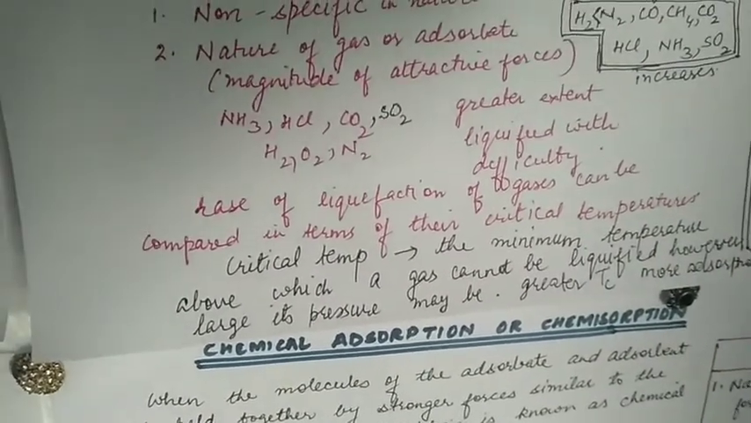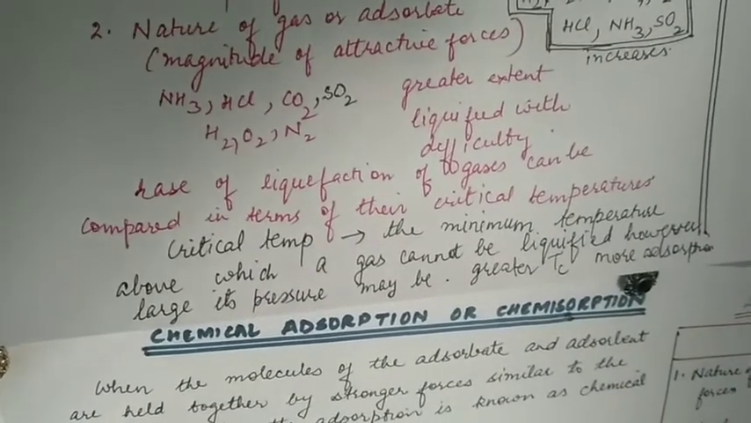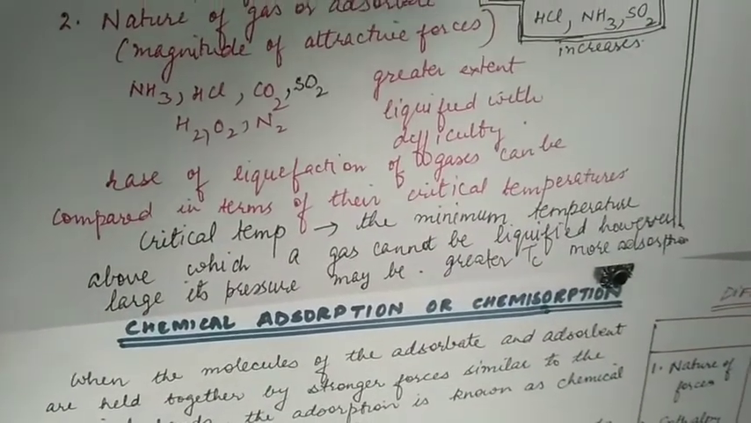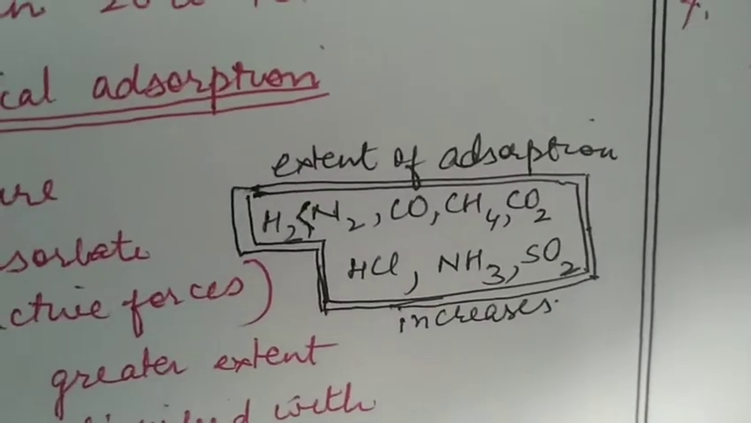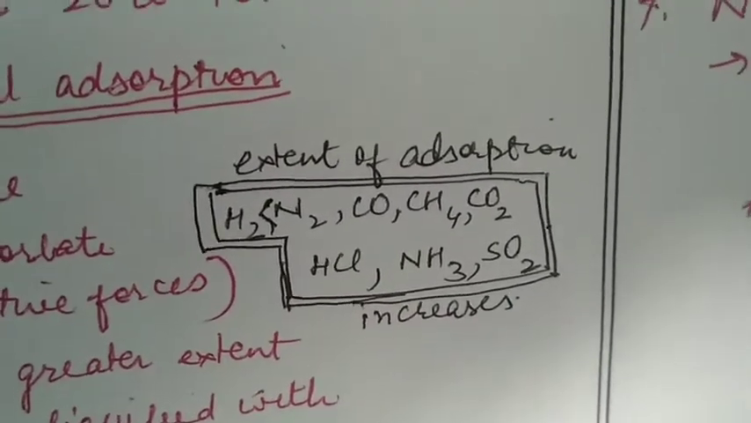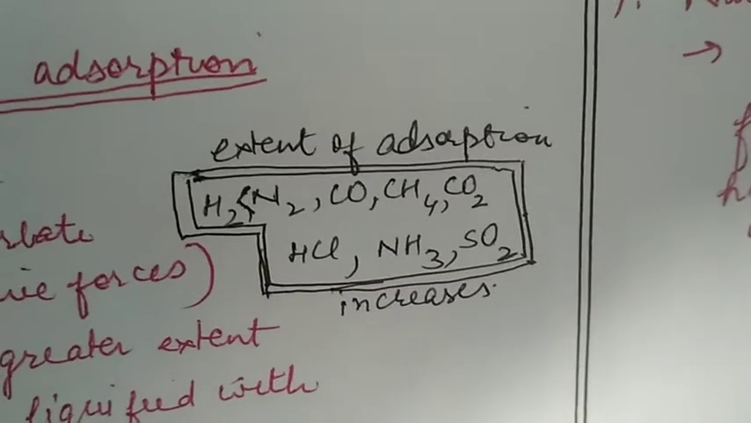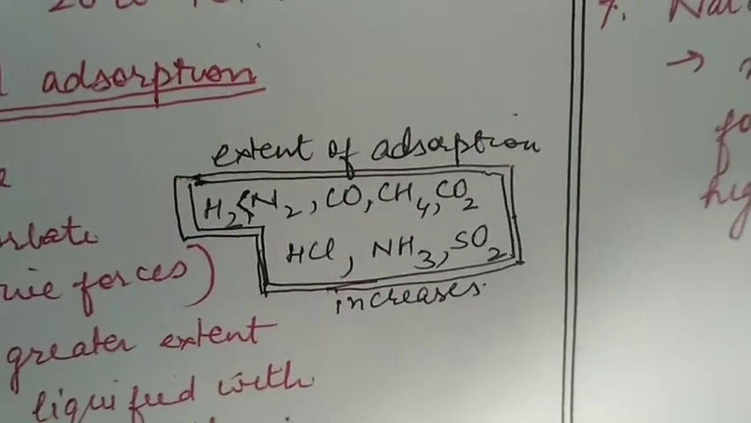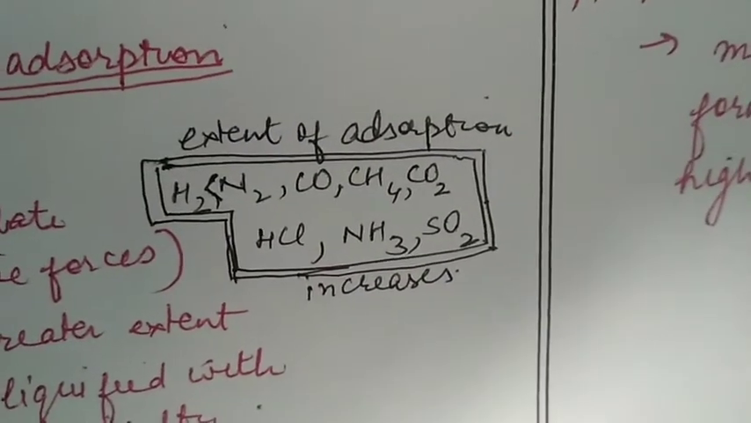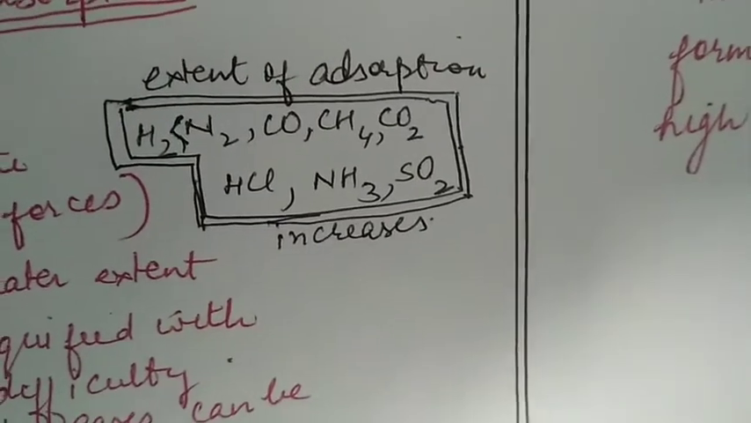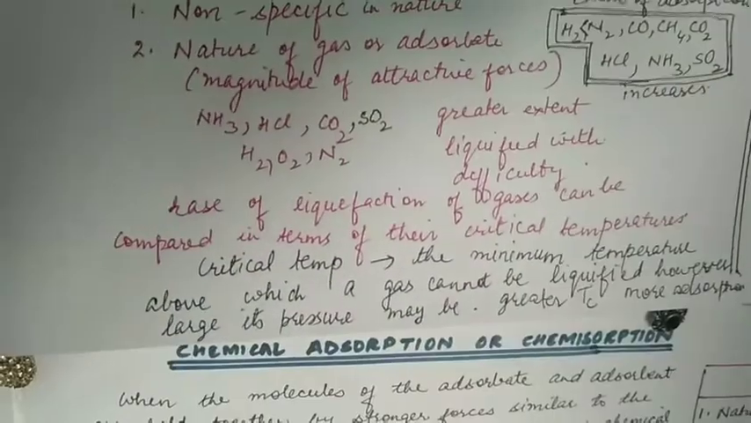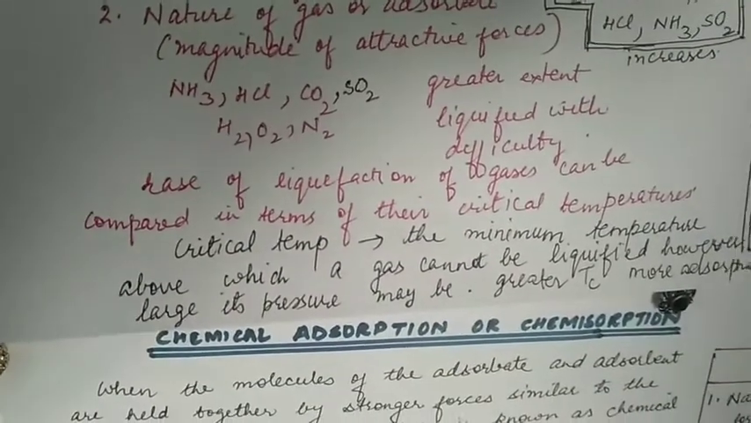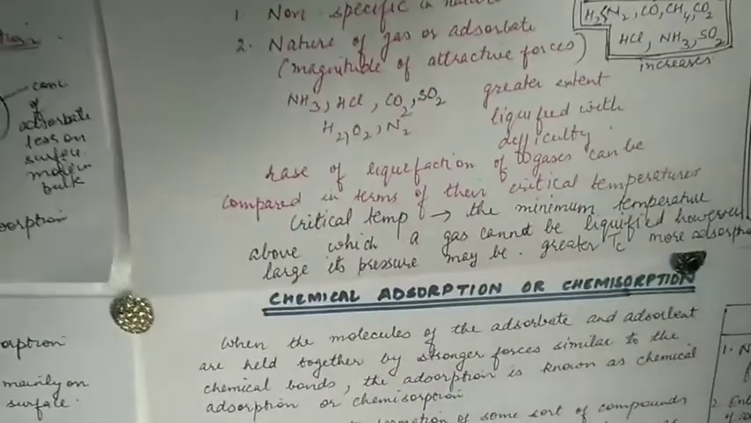Gases like ammonia, hydrogen chloride, carbon dioxide, sulfur dioxide, which are polar in nature, are adsorbed to a greater extent. The order of extent of adsorption is hydrogen least, and it increases in the order: nitrogen will adsorb more than hydrogen, then carbon monoxide, methane, carbon dioxide, HCl, ammonia, and sulfur dioxide is adsorbed to the maximum. Gases like hydrogen, oxygen, nitrogen are liquefied with difficulty, so are adsorbed less.